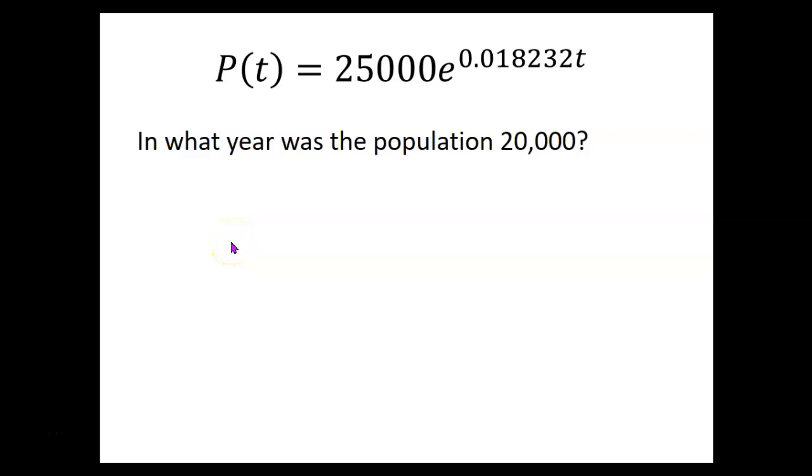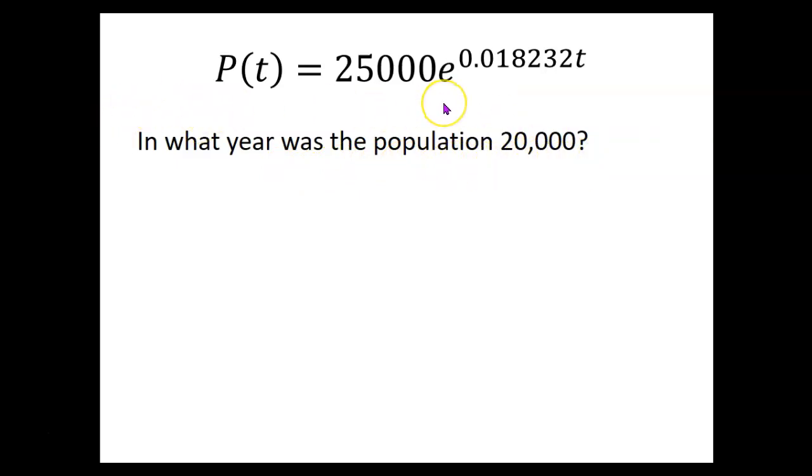Okay, welcome back. We are continuing the example we were working on in the previous video. We had come up with a formula that looks like this for the population of a city that we were looking at T years after our starting point, which was the year 2000. Now we're going to answer the question, in what year was the population 20,000?